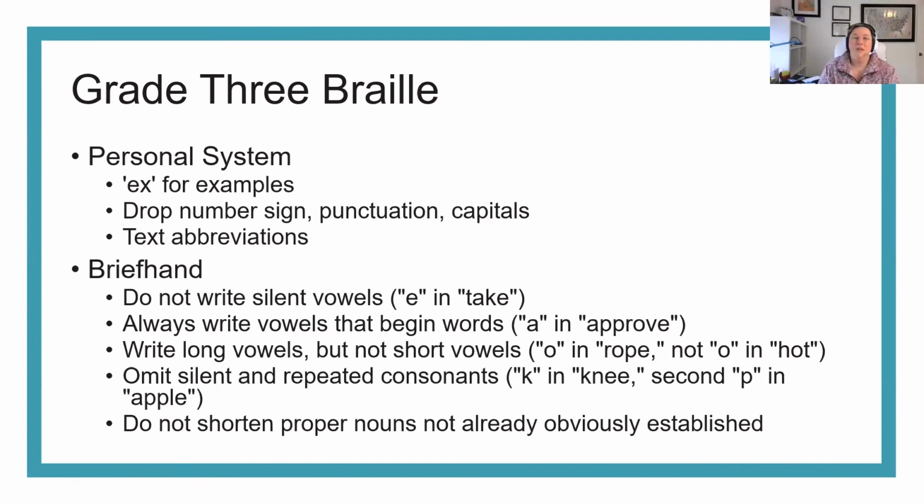Grade 3. While there were people that tried to build a grade 3 system, for the most part, grade 3 Braille is this invented Braille. It's a personal system. So for the personal system, we need to make sure we're giving our students the allowance to create their own Braille, using EX for examples, or dropping the number sign or punctuation or capitals, or actually using text abbreviations that they might use. For a personal system, this is fine. For their notes, this is fine. So giving students time to build their own personal system is important.